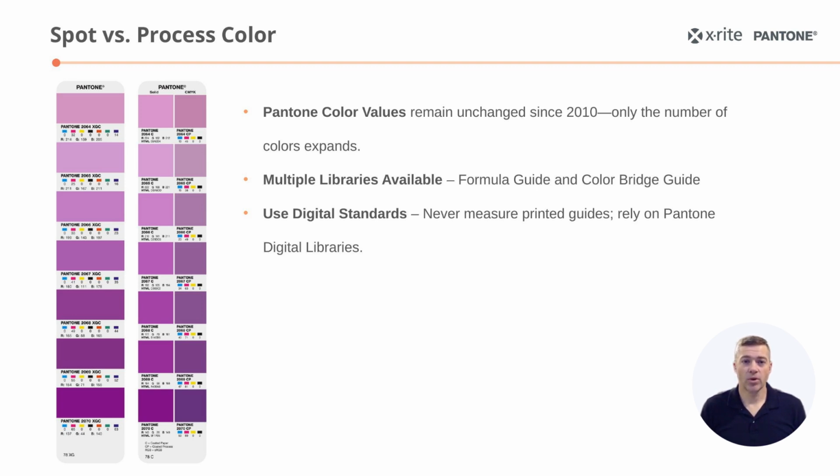While every printed book will vary slightly from these targets, because that's just the nature of printing, the digital standards remain consistent. These are the targets that all the books aim to achieve, and they're what you should use to ensure consistency throughout your workflow. By relying on Pantone's digital standards, you're aligning with the precise benchmarks that ensure accurate and consistent results across your designs and productions.